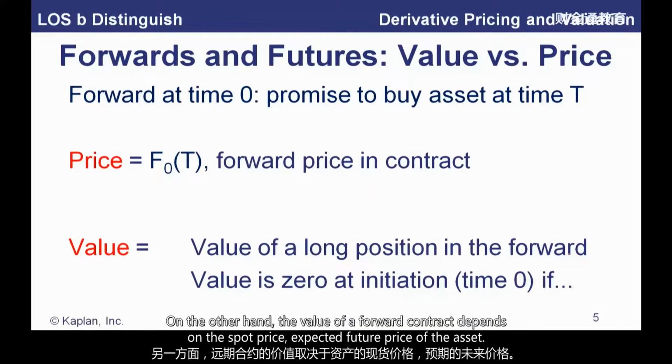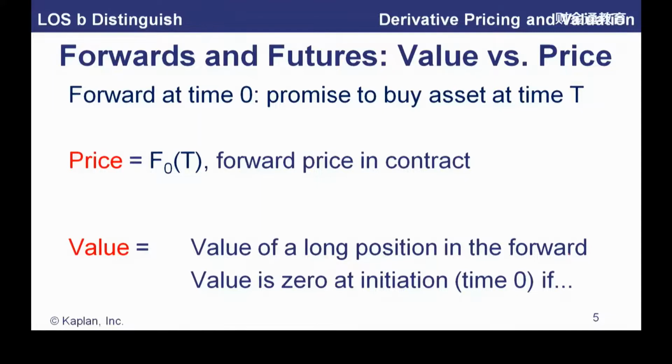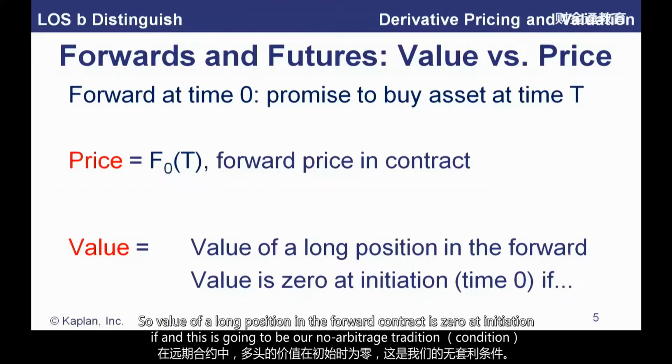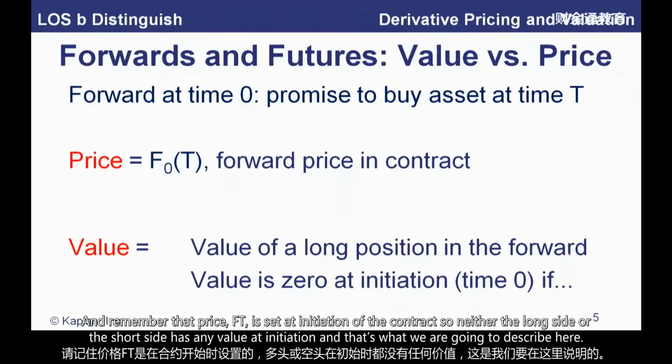On the other hand, the value of a forward contract depends on the spot price and expected future price of the asset. So the value of a long position in the forward contract is zero at initiation if, and this is going to be our no arbitrage condition, and remember, that price, F(T), is set at the initiation of the contract. So neither the long side nor the short side has any value at initiation. And that's what we're going to describe here.